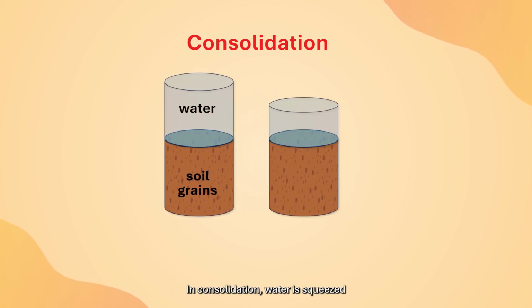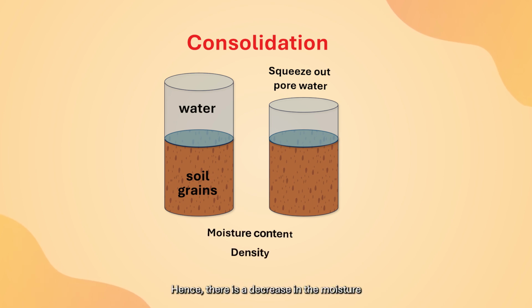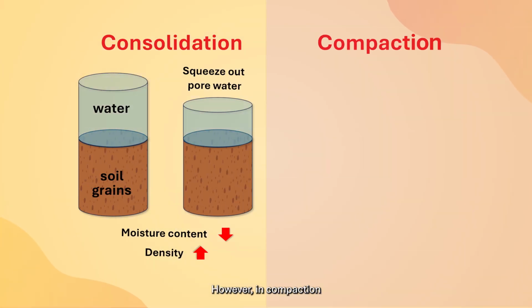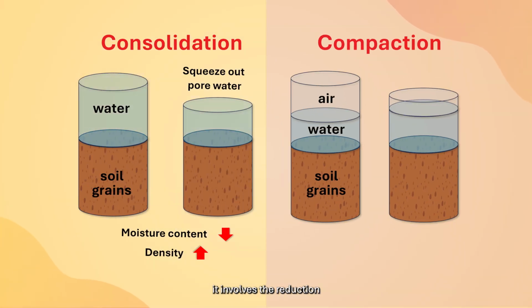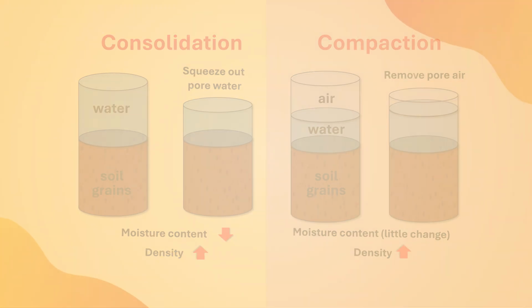In consolidation, water is squeezed out from a fully saturated soil, which is dissipation of excess pore water pressure. Hence, there is a decrease in moisture content of the soil. However, compaction involves the reduction of the air voids in an unsaturated soil, and hence an increase in the soil density with very little change in moisture content.